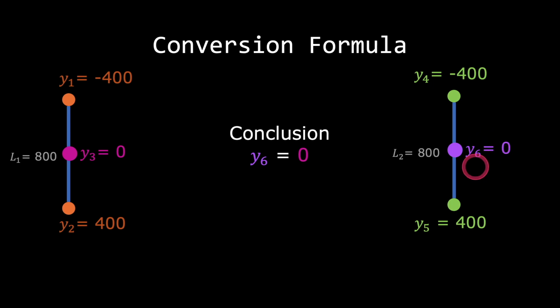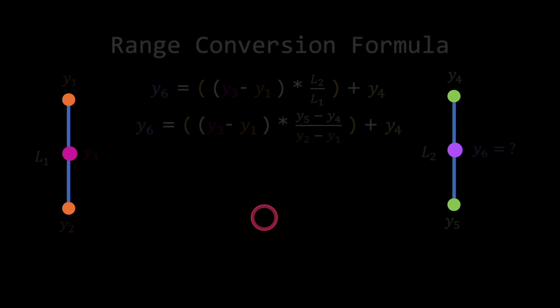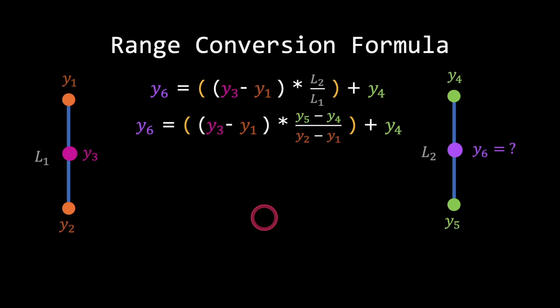Now, when we plug in the 0 for our vector speed on the y-axis, what we get is a ball moving in a straight line, either left or right, depending on x's direction, positive or negative. And so if we plug everything we did earlier into a formula, what we get is y6 equals y3 minus y1 multiplied by length 2 divided by length 1 plus y4. And of course, if we get length 2 and length 1, what that turns into is y5 minus y4 and y2 minus y1. And that is our simple range conversion formula.